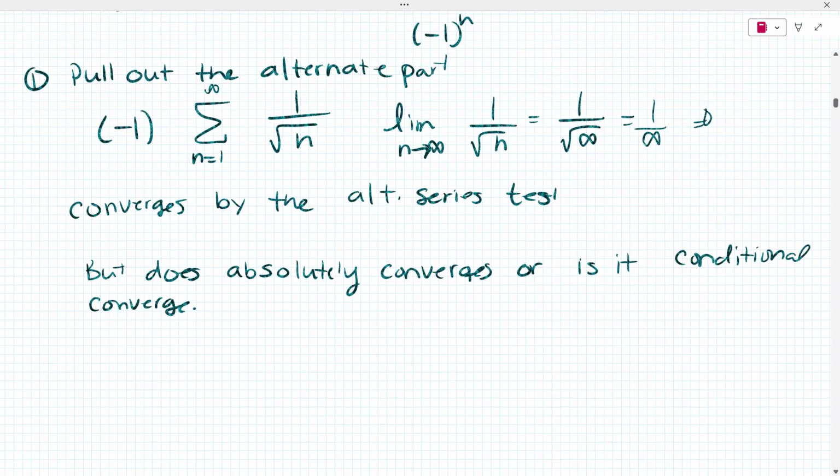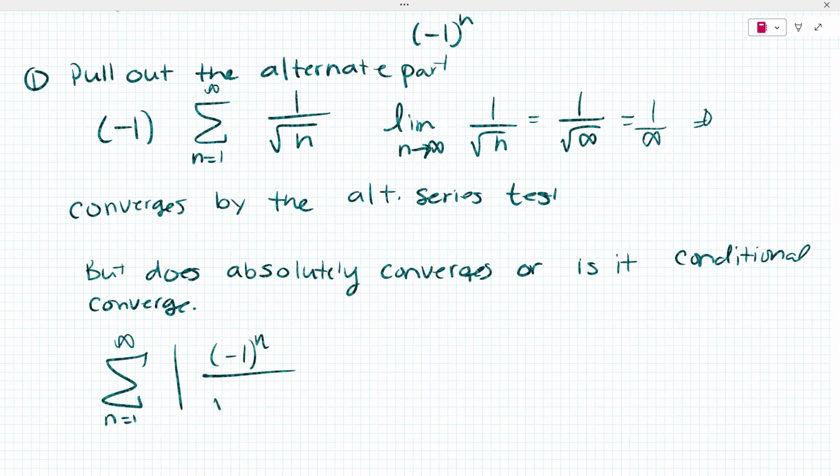But does it absolutely converge or is it a conditional convergence? So let's figure that out. So for the absolute value, we can rewrite this as the summation from n equals 1 to infinity of the absolute value of negative 1 raised to the n over square root of n. And then you can use the p-series test. So this is equal to the summation of 1 over square root of n.